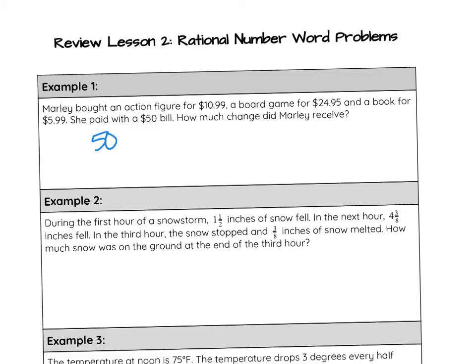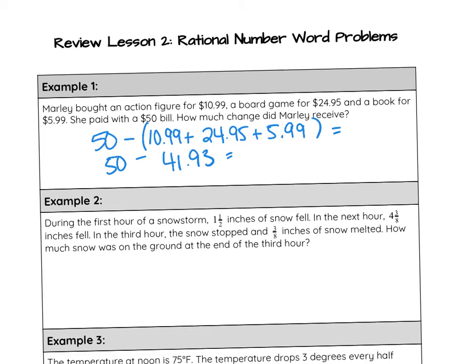So she's paying with a $50 bill, and she's buying all of this. So we have $10.99 plus $24.95 plus $5.99. So you have to add all those up and then subtract from 50. This should be a very simple question. Nobody should be confused. When you add everything up, you end up getting $41.93, and then subtract from 50, because 50 is what she's using, and you get $8.07.